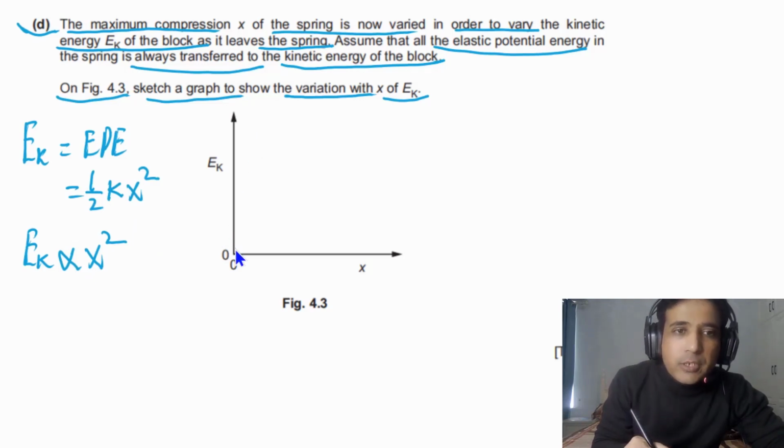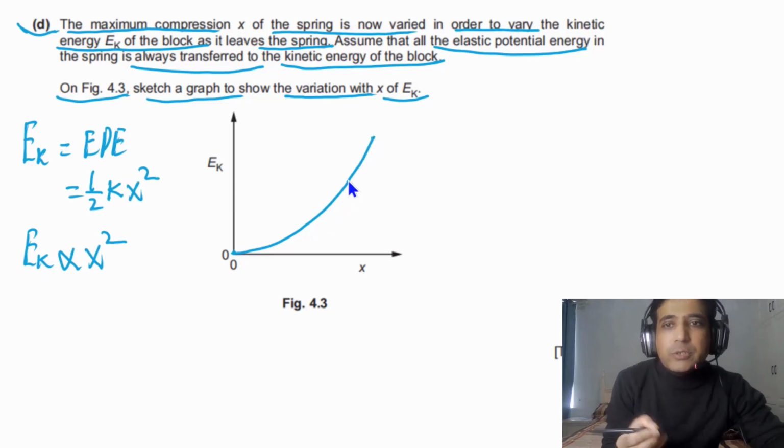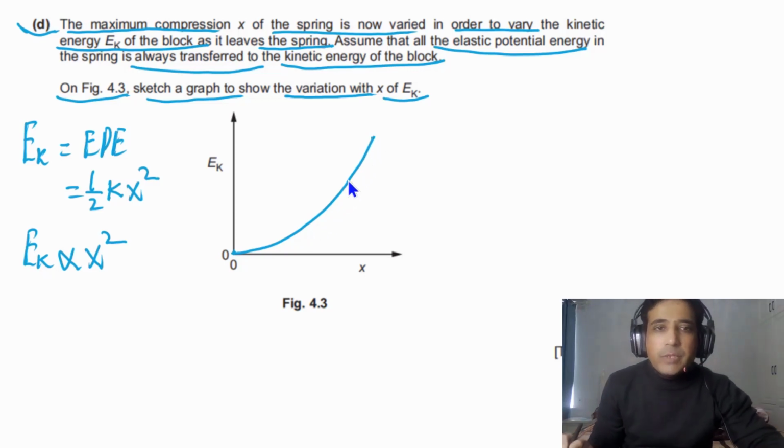So when x is equal to 0, Ek is also equal to 0. So the gradient has to increase because it has to be parabolic. So this is how you need to sketch. If you sketch like this, you will get 1 mark because this question has only 1 mark.